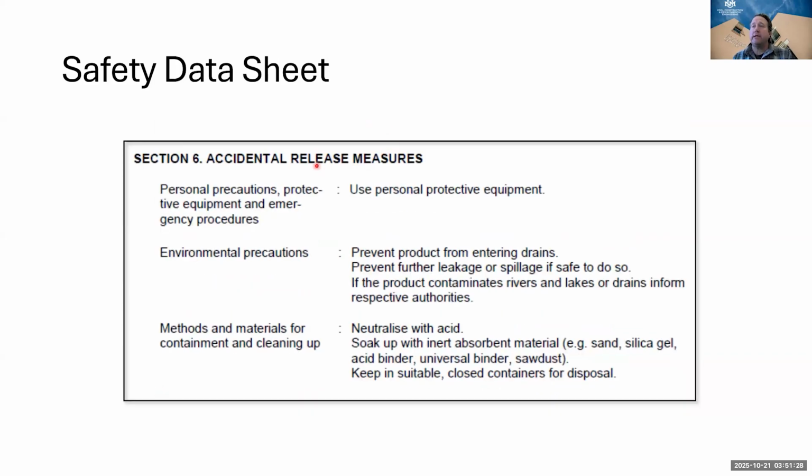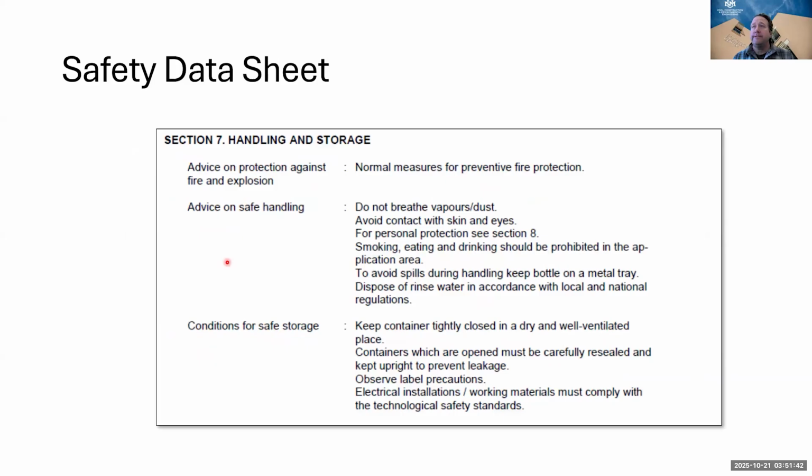It also talks about what happens if there's an accidental release. What types of PPE do you need when you clean it up? How do you clean it up? And what sorts of environmental precautions you need to take. Section 7 is all about handling and storage. And so, how to protect against fire and explosion, how to safely handle it, and how to safely store it. And so, we're going to talk about these more in depth as we go through the session today.